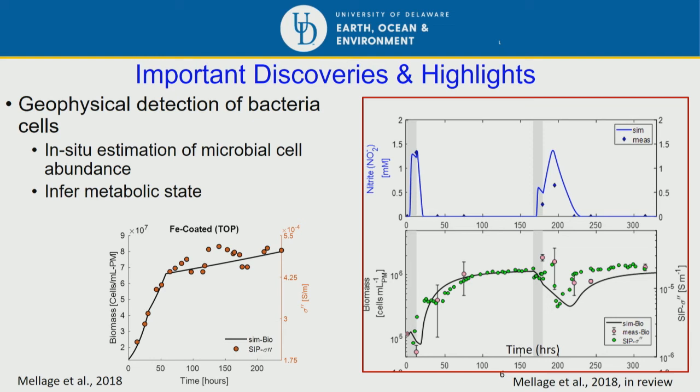Is that we can actually use low-frequency electrical properties measurement to detect not only the presence of microorganisms in the subsurface, but also to determine the abundance. And in the next slide, it's even more fascinating, because we can also tell something about the metabolic state of the bacteria. In this particular case, the production of nitrite during nitrate reduction is toxic to the cells, and the green is the geophysical data. You can clearly see that in the region where you have this toxicity, there's a reduction in the biomass as well as a reduction in the low-frequency electrical measurements.